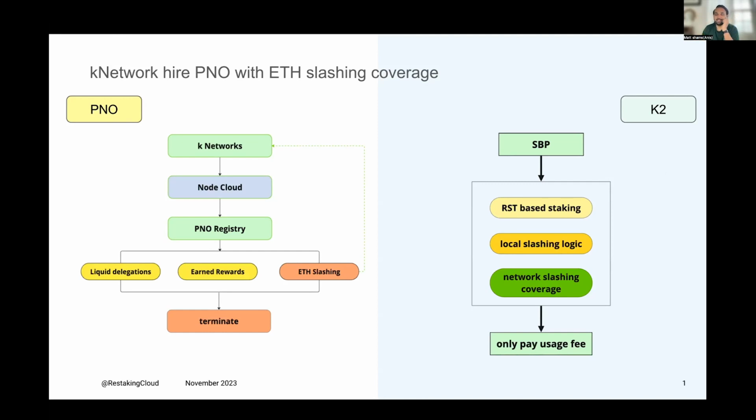Correct. So that's something. Even the K2, you have the SPP at the top, and then it has this kind of other things, RSTs and slashing logic, and the usage fee on the K2 level. So you'll see this kind of the master registry, and the termination or the fee management and things like that.